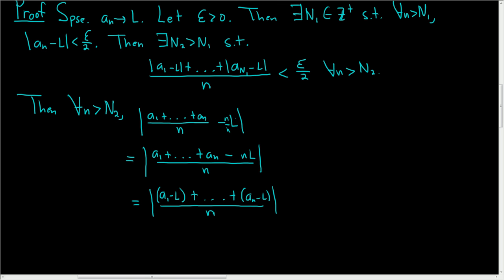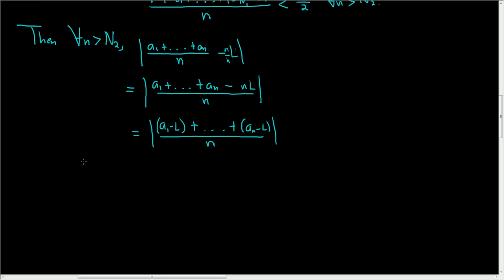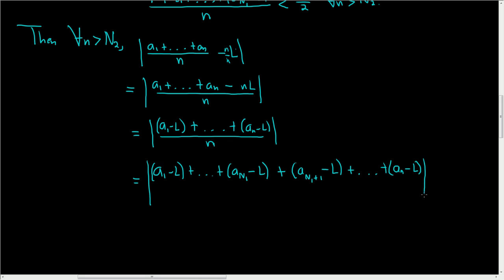And now we want to involve big N sub 1. So I'm going to write this as follows. This is a sub 1 minus L plus dot dot dot plus a sub N sub 1 minus L, and then plus a sub N sub 1 plus 1 minus L, lots of notation, plus dot dot dot plus a sub n minus L. And all of this is being divided by little n.